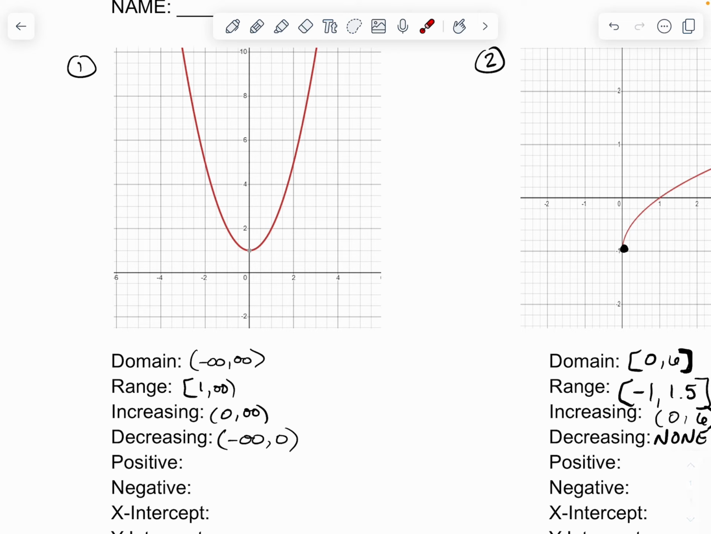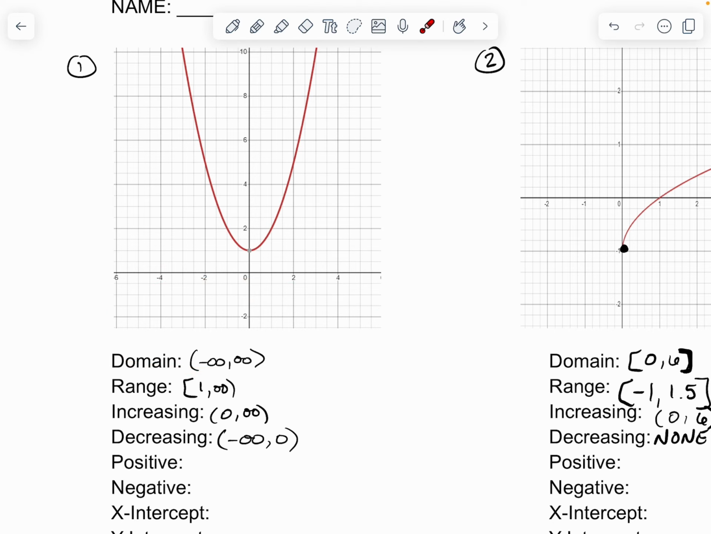But let's go look at positive and negative. That's what I want to focus on now. So back to number 1, positive and negative. So positive is anything that is above the x-axis. Okay, so our positive regions are going to be the x intervals, right? We're still looking at that x-axis. When is the graph above the x-axis?